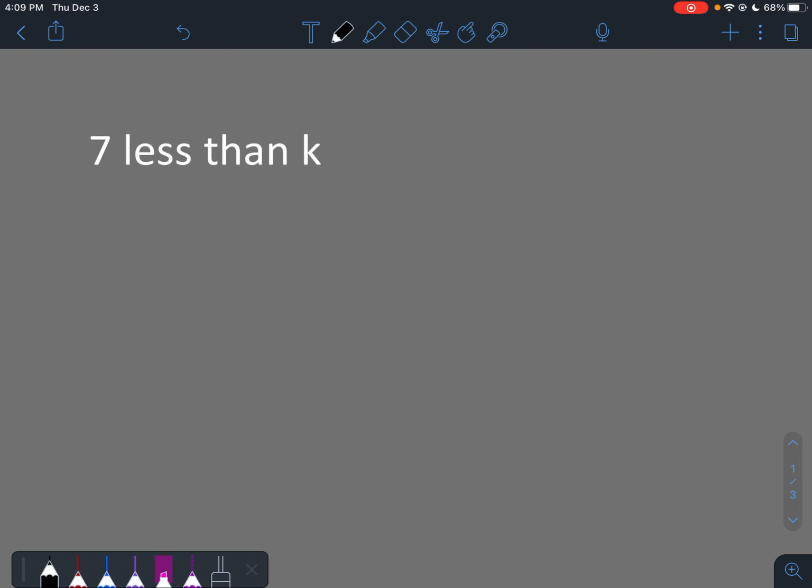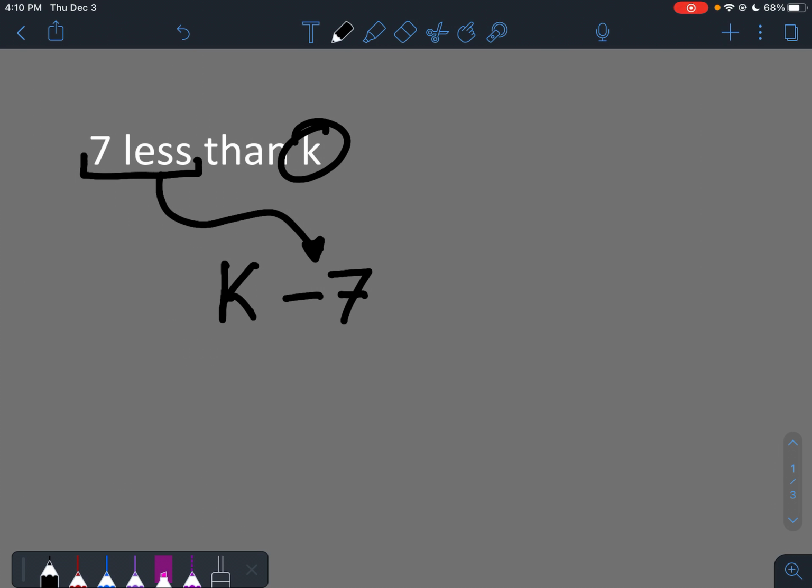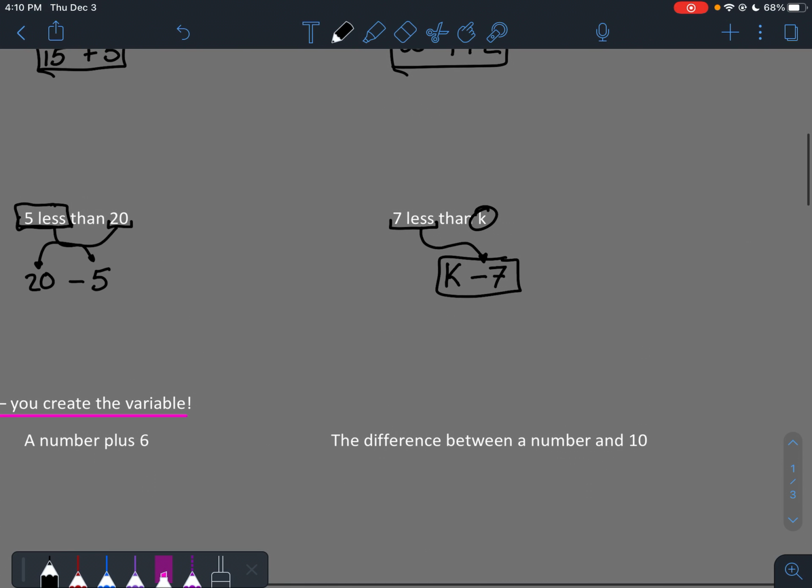So in this situation right here, 7 less than K, you read the entire statement, you look at that and okay, I see a 7 less. I know that I'm going to subtract off a 7 from the end. And my K is going to be the number that I do subtract it from. So K minus 7. So important to understand that.